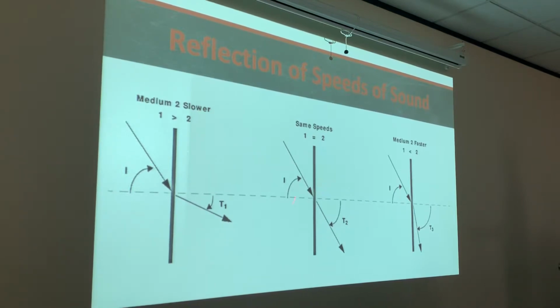If they're traveling at the same speed, no refraction will occur. It's going to transmit in a straight line. If medium 2 is traveling faster, let's say this side is air and this side is water, because sound travels a lot faster in water, right? So medium 2 is traveling faster. That means the angle of refraction is going to be a lot greater than in medium 1.